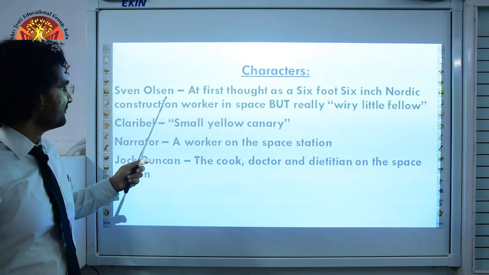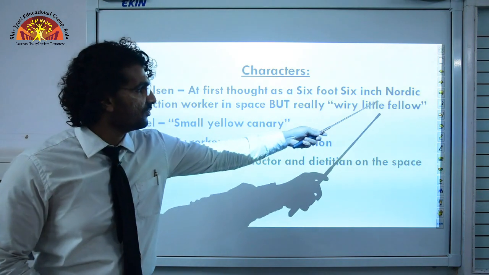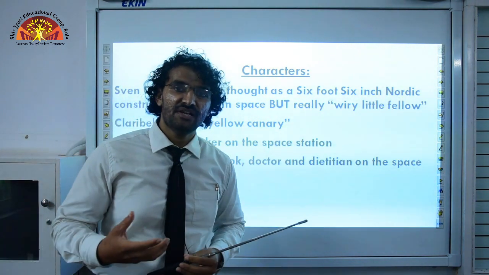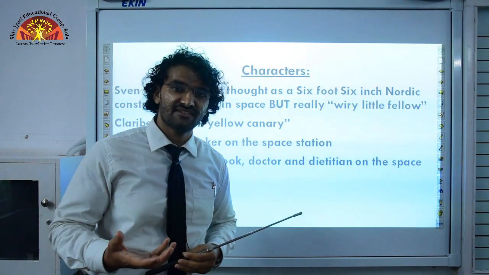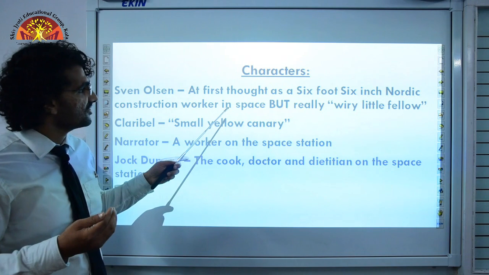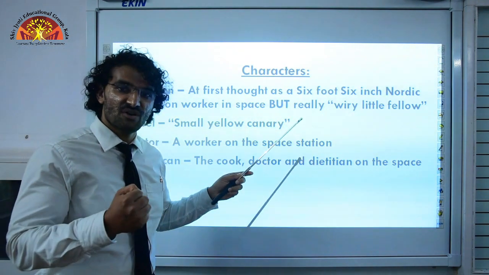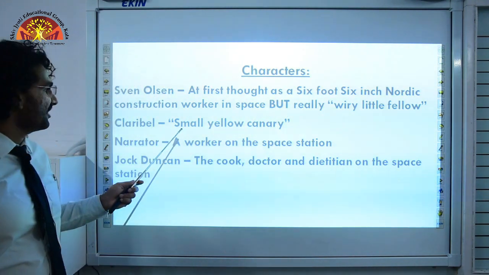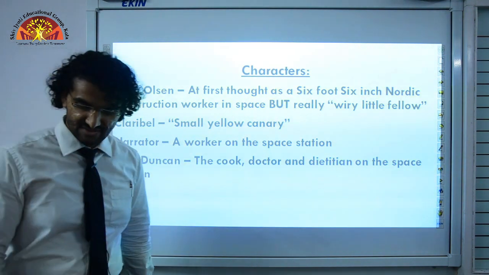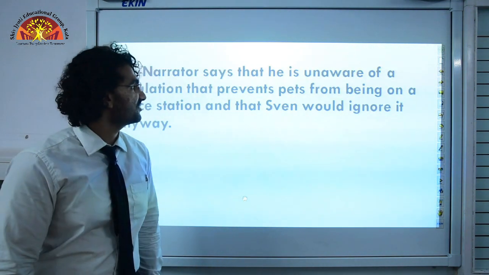Sven Olsen, here the word Nordic is used for the people living in Finland and Iceland. So you might think of him as a giant-sized guy, but he is a little fellow, though strong, and a construction worker. Claribel, the small bird, the narrator, and Jock Duncan. We will now begin with the story.